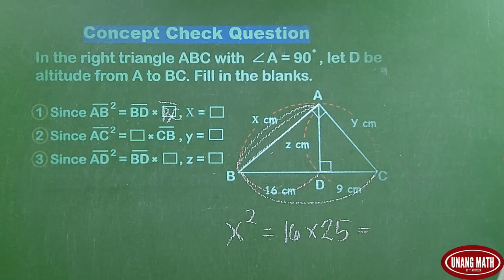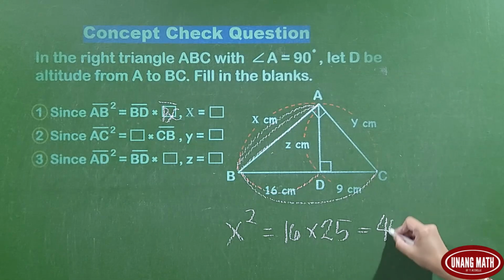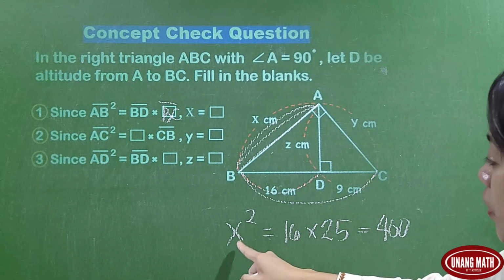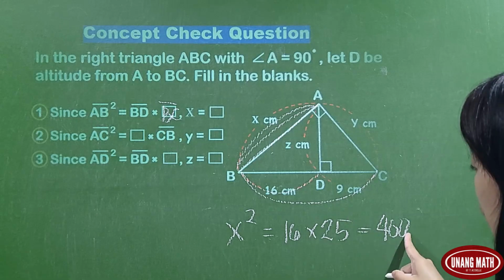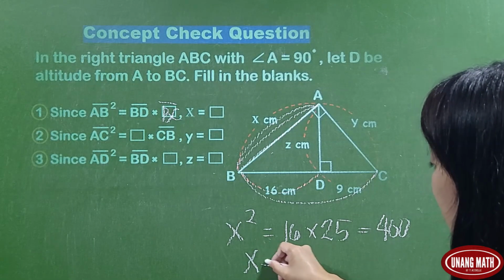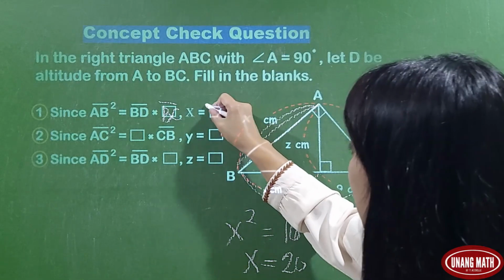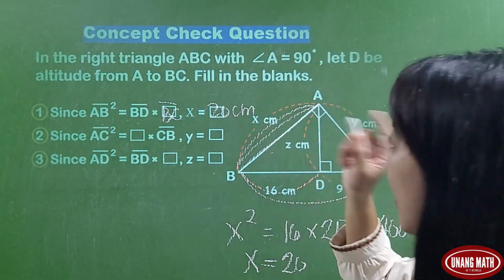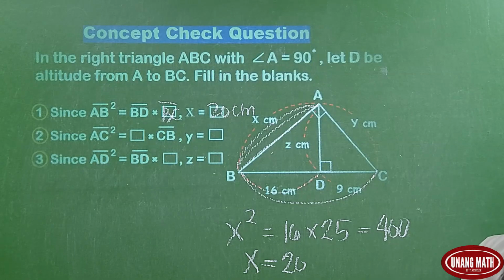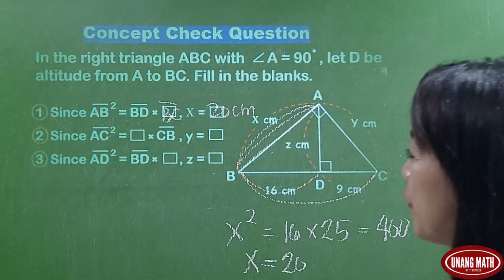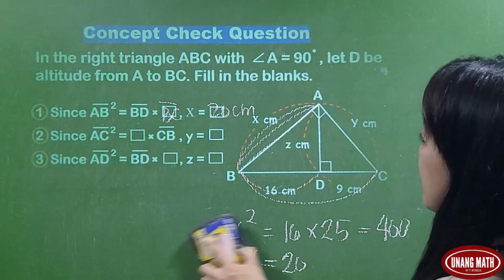So 16 times 25 is equal to 400. So x squared is equal to 400. So it means x is equal to 20. So this is 20 centimeters.